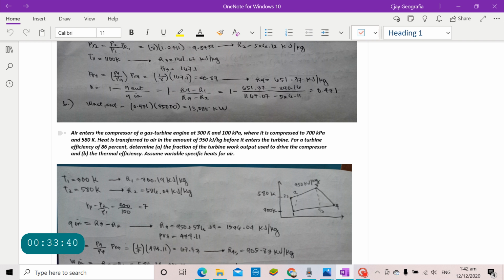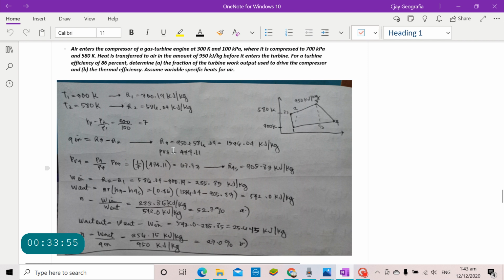So the solution: an actual gas turbine power plant operates at specified conditions. The fraction of the turbine work output used to drive the compressor and the thermal efficiency are to be determined. Assumptions: 1. Steady operating condition exists. 2. The air standard assumptions are applicable. 3. Kinetic and potential energy changes are negligible. And lastly, air is an ideal gas with variable specific heats. So that are 4 assumptions. Then the properties of air are given in the table we discussed already.